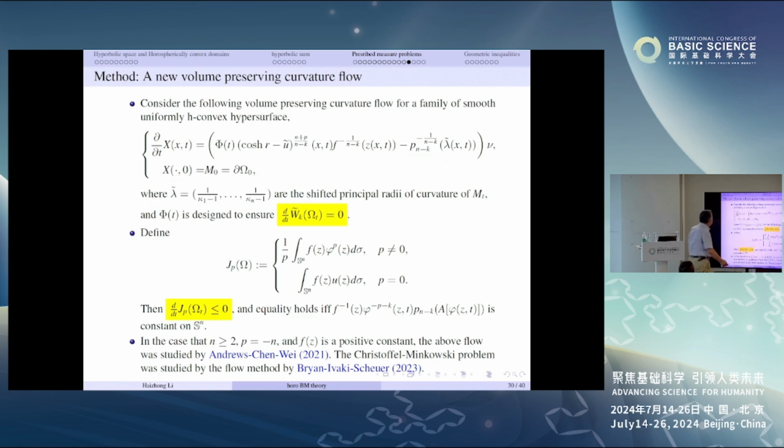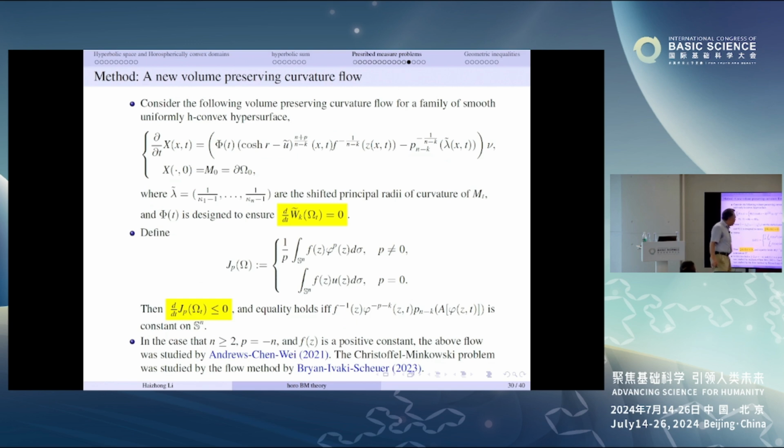So this is a constricted flow. Okay, we design this flow. We want to prove that this flow has some long-term existence. Then we can prove that when t goes to infinity, we get one solution of the equation we studied. So we design this flow. We show it has the required properties.